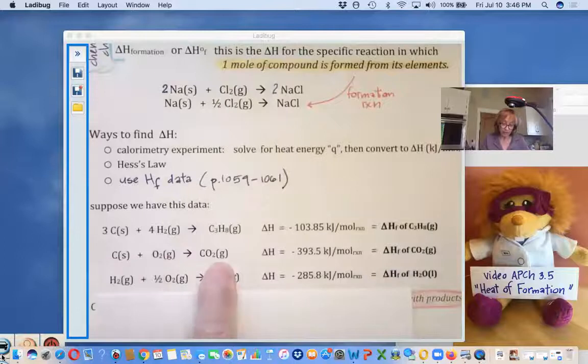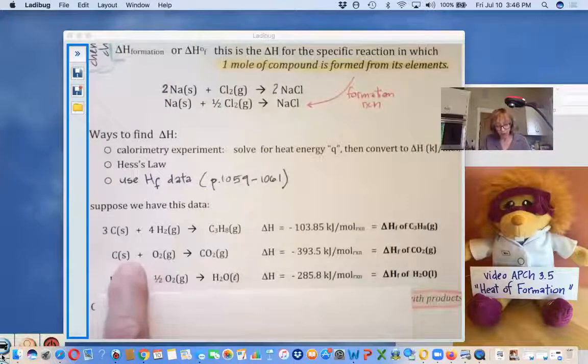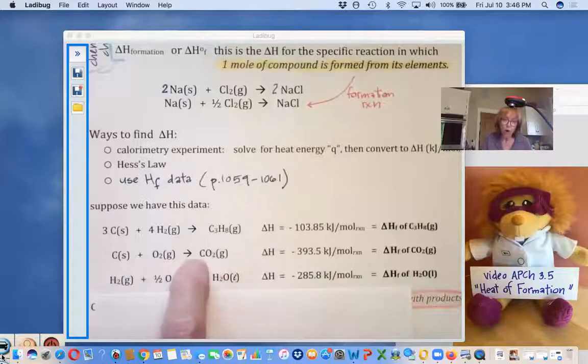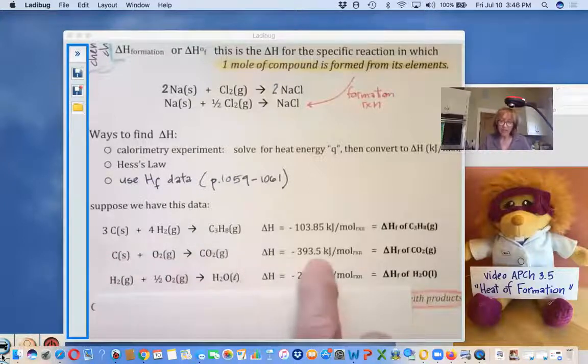Here's a second equation. Carbon and oxygen make CO2 gas. This is also a formation reaction. We're making 1 mole of compound from its elements. The delta H for that reaction has this value, and that delta H is the heat of formation of CO2. Here's the last one, taking the elements hydrogen and oxygen to make 1 mole of water. Here's the heat of reaction, and more specifically, we call it the heat of formation of water.